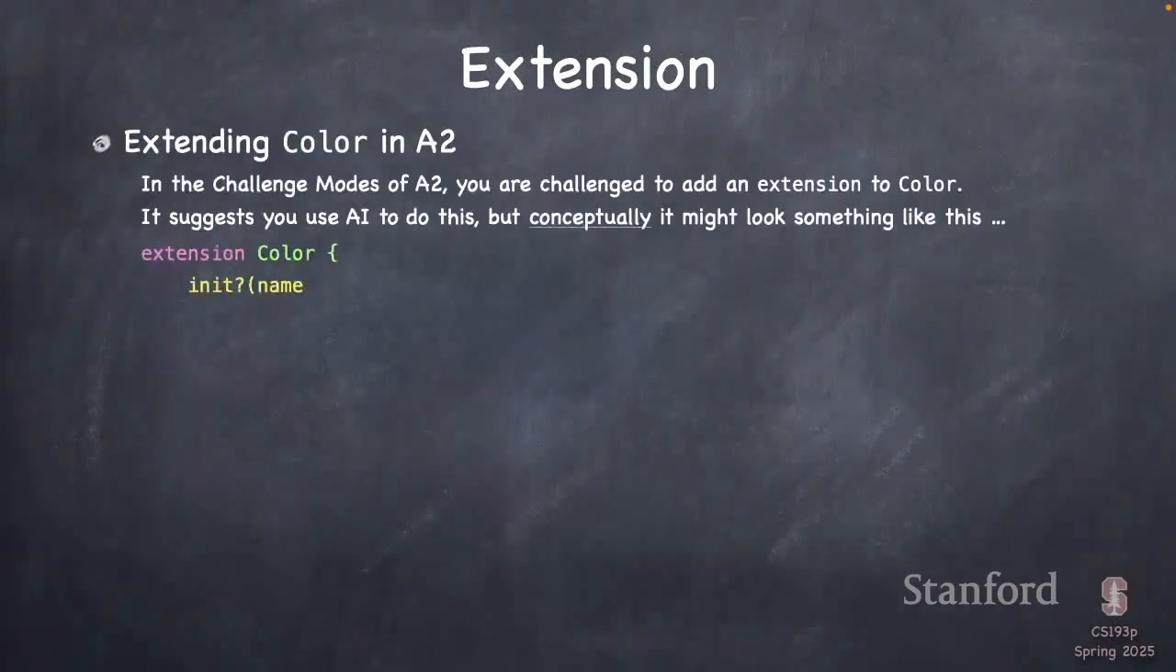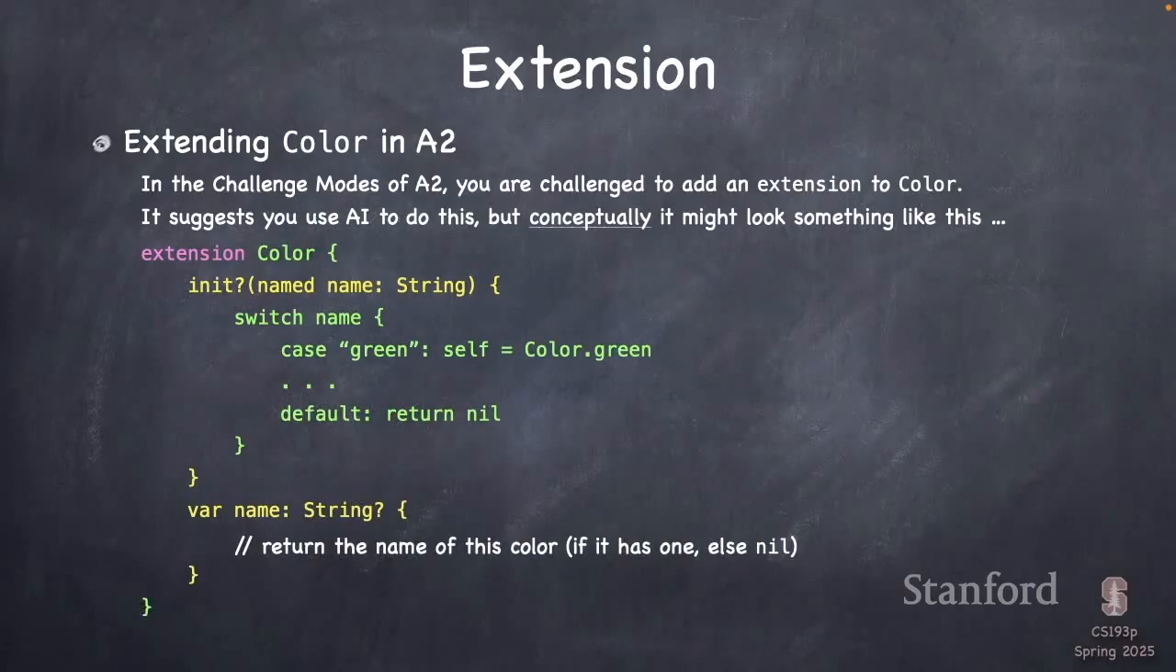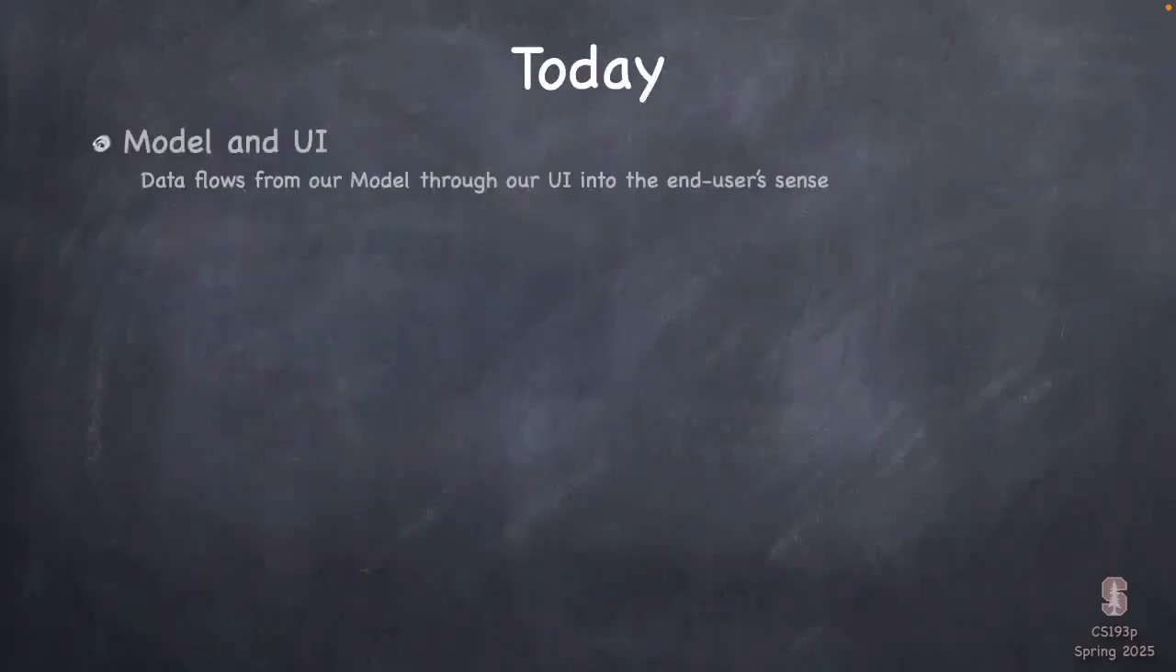And I just want to say a little more about this extending Color in assignment 2. Again, the challenge mode is to get AI to help you write this code that I'm kind of stubbing out right here, to add a failable initializer that takes a string and returns a Color, but it might return nil if there's no such color, and then also add this var name that returns the name of a color. I suggest doing it just for the built-in colors, like green and blue and yellow, right? One could imagine doing it for all colors, using RGB values or something like that. It's up to you.